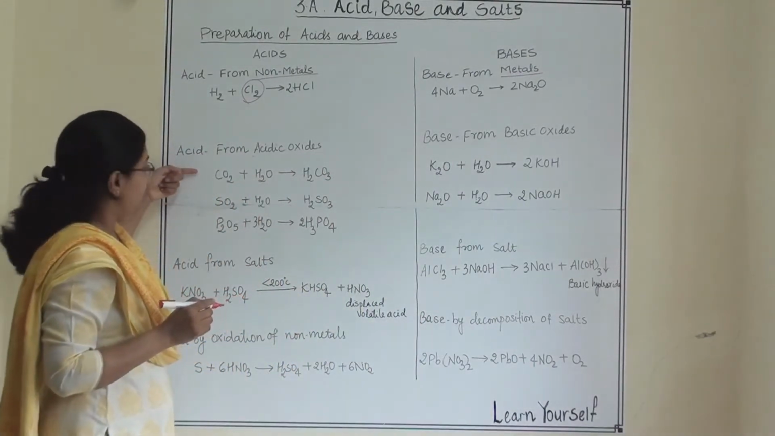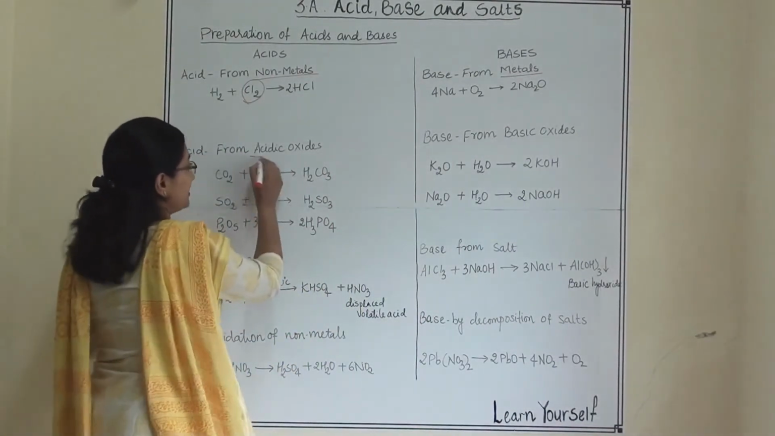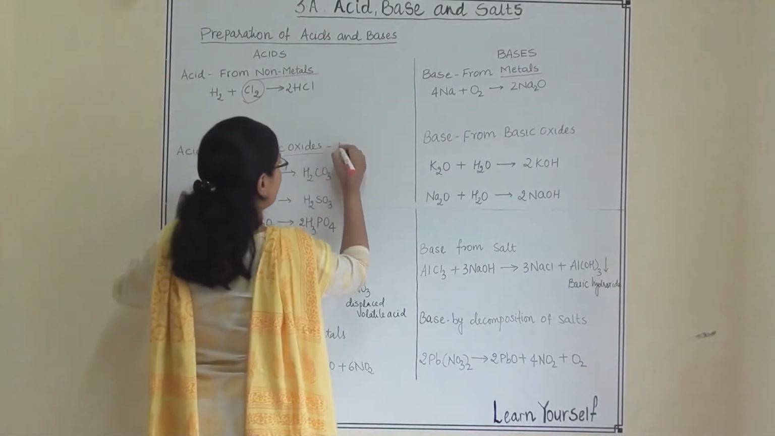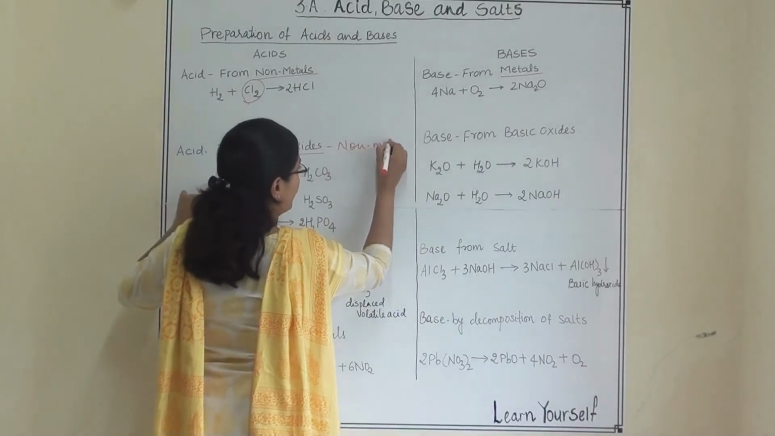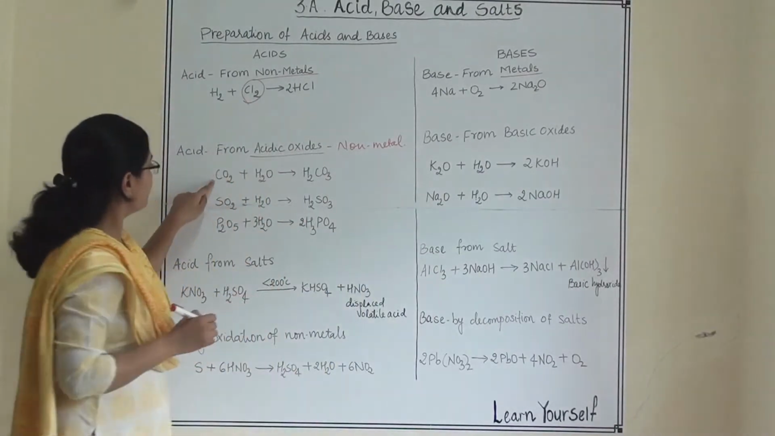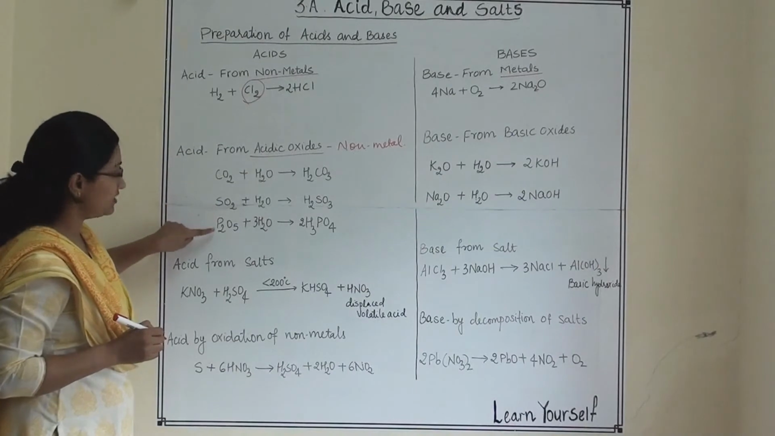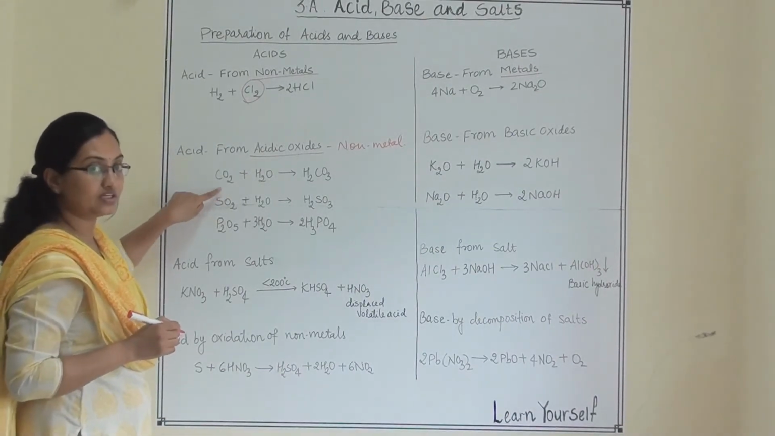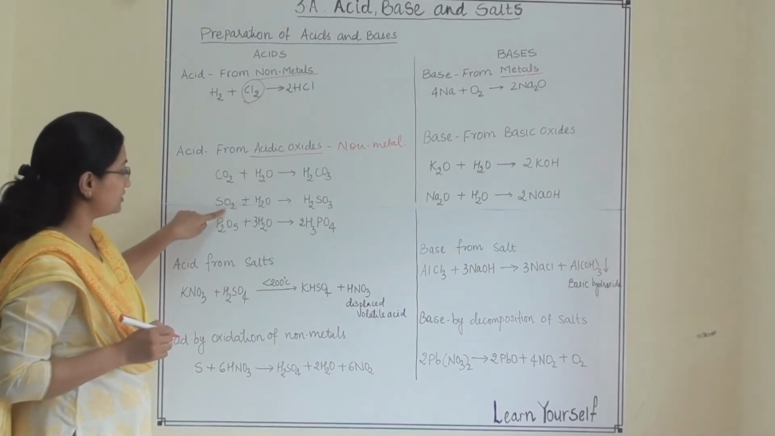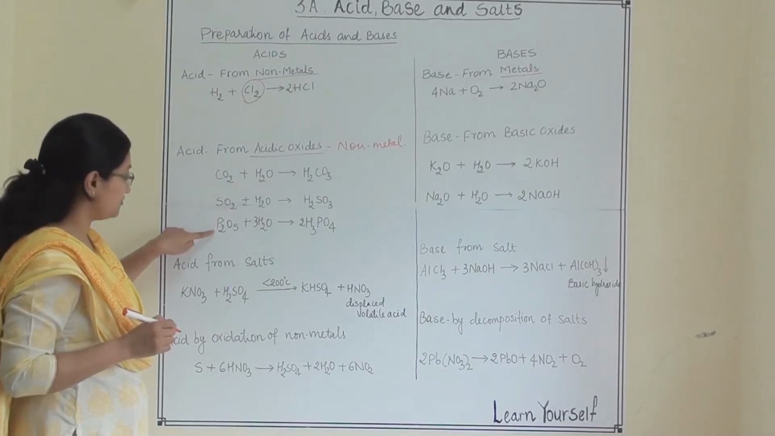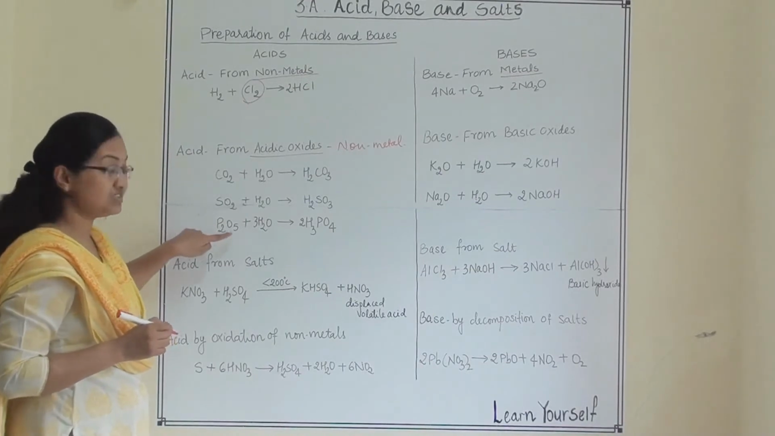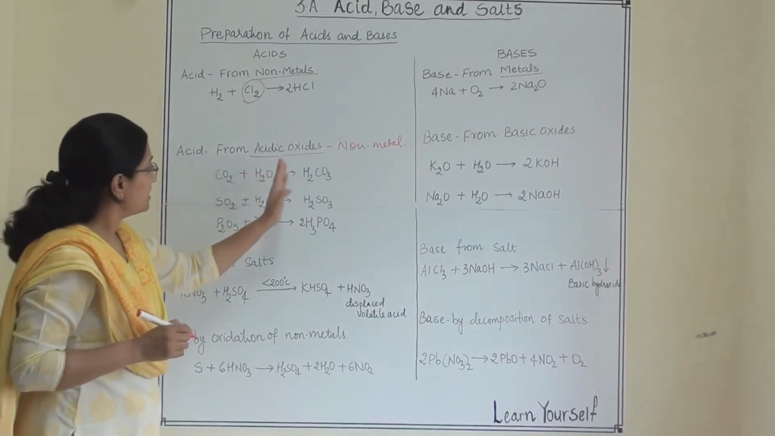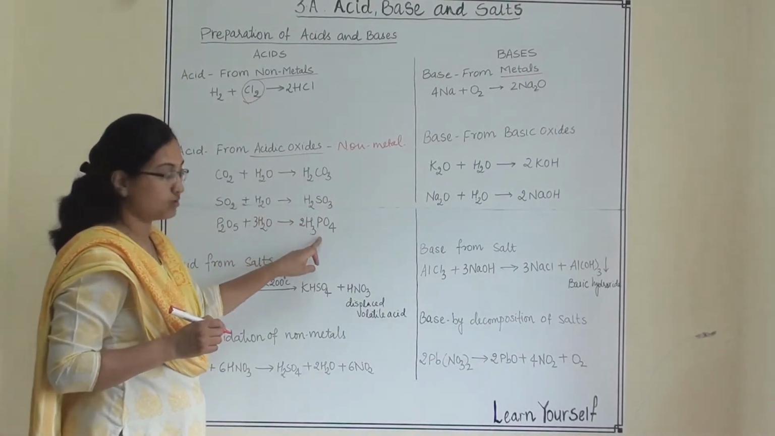The second type, acid from acidic oxide. Whenever the acidic oxide is there, they are from non-metals. For example, carbon, sulfur and phosphorus. Carbon's oxide is carbon dioxide. Sulfur's oxide is sulfur dioxide. Phosphorus oxide is phosphorus pentoxide. When they are dissolved in water, they give us the respective acids.